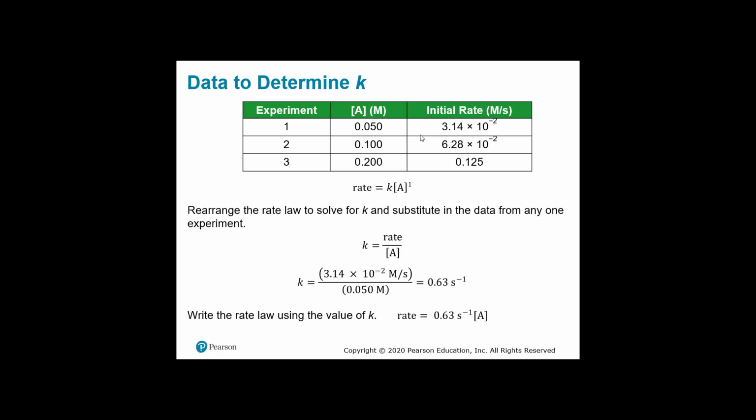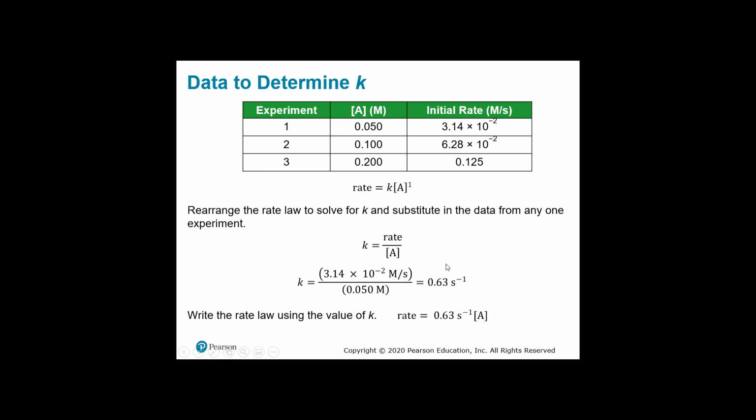Okay, so we rearrange. So what if you wanted the rate law? So the rate law, here's the formula. We can take the information from this, move this around, and determine what K is. So we can take experiment 1, plug that in for the initial rate, and then we have the concentration of A from experiment 1, and that's going to give us our rate.